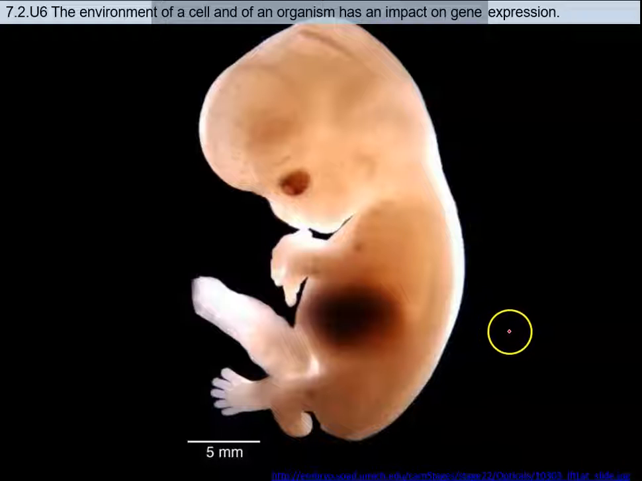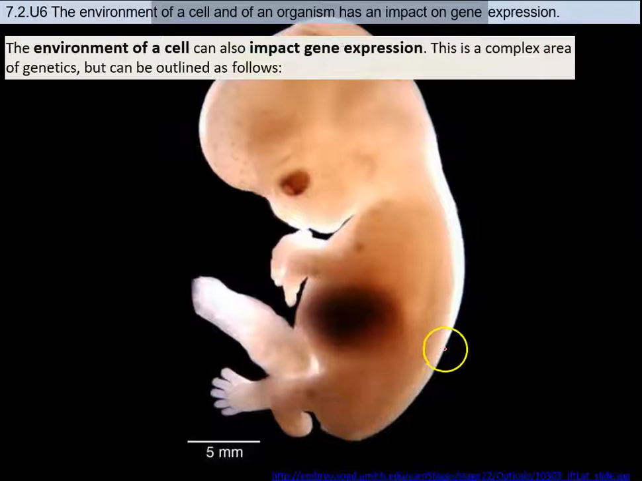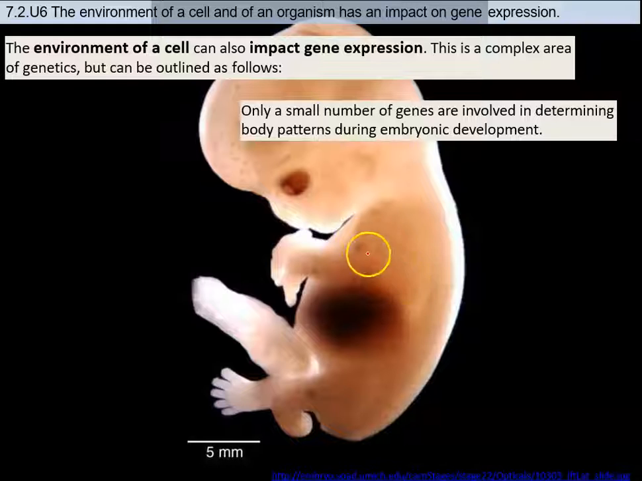There is another example of the effect of the environment on gene expression in the embryo. The environment of a cell can also impact gene expression. This is a complex area of genetics, but can be outlined as follows. So we are talking about the embryo and the effect of the environment. Only a small number of genes are involved in determining body patterns during embryonic development. During embryonic development, there is a very small amount of genes that are involved in the body patterns.